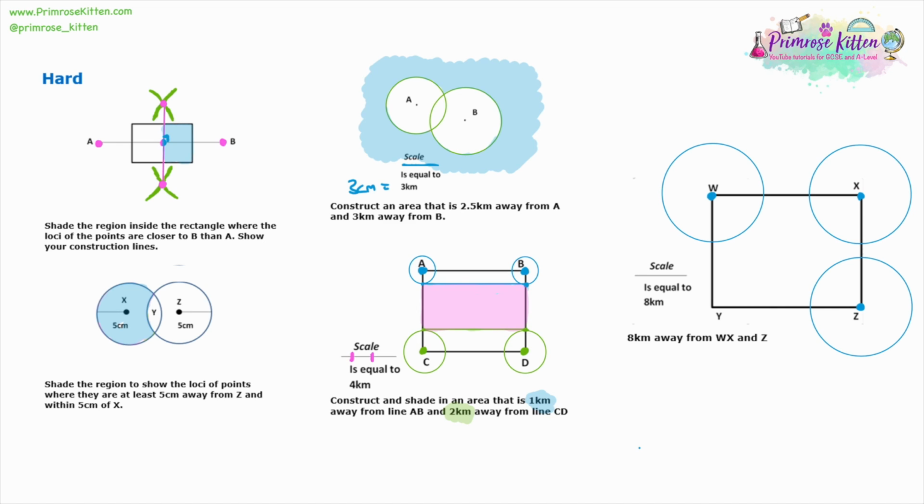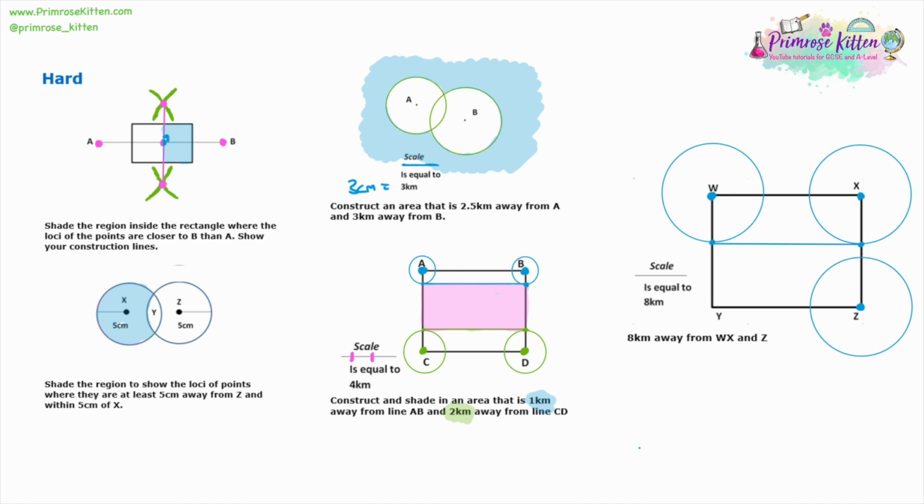So now we've drawn those circles. WX is 8 kilometres away. That's going to be a locus. So we need to find the lower parts of W and X. Again, we don't need the top parts because that's not inside the rectangle. And I'll connect that up with a straight line, which should be parallel to WX. And then looking at Z, there's nothing else to do with Z because there's no line involved. So that's just going to be that circle particularly.